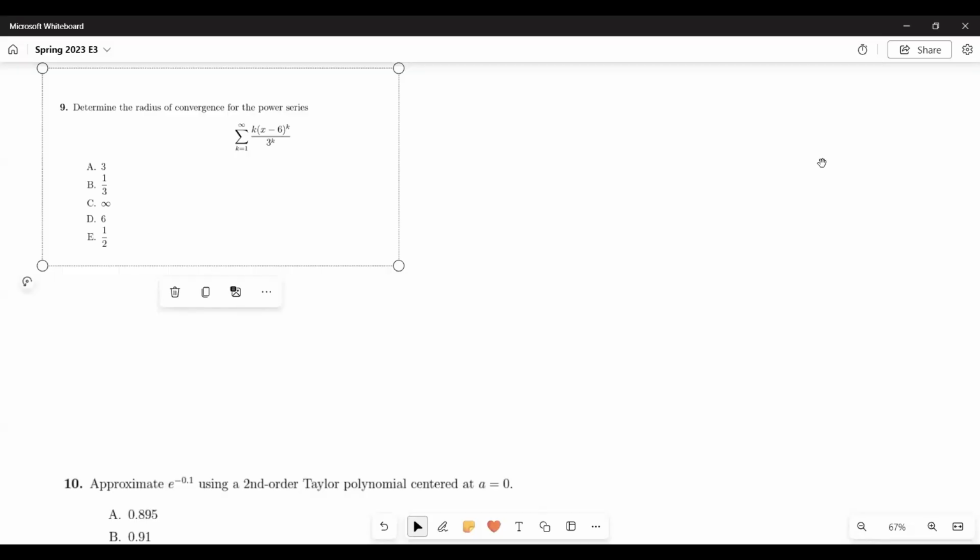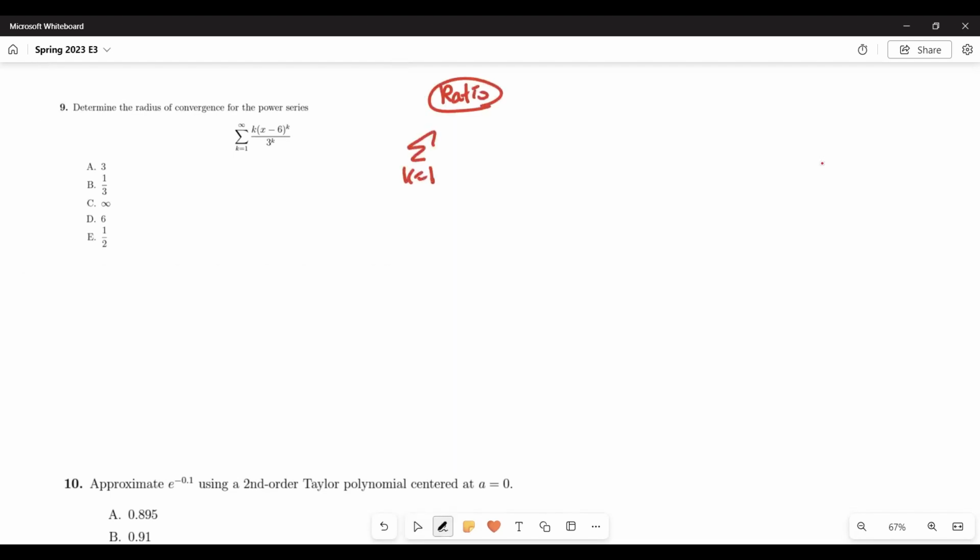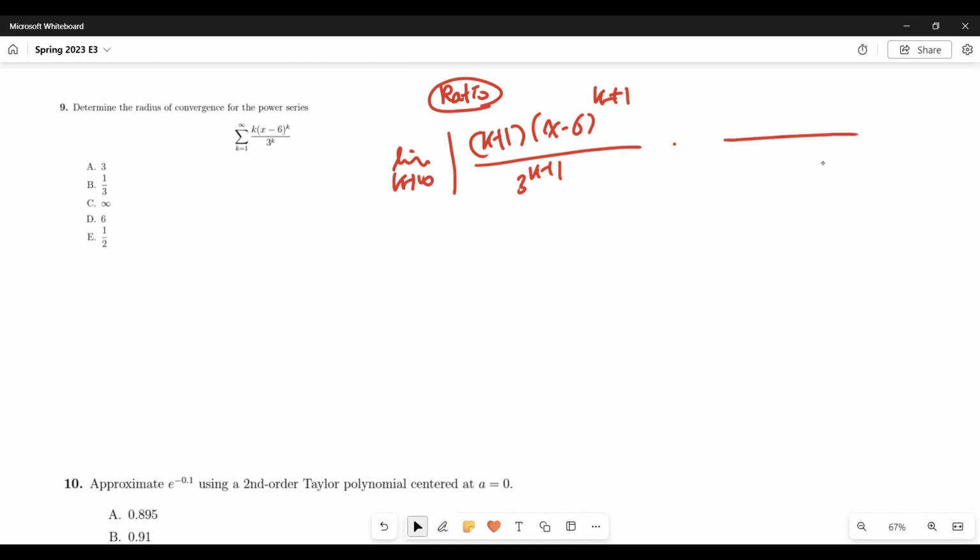Okay, this question asks to determine the radius of convergence of the power series. Okay, I love ratio test personally, so I'm going to use ratio test. Sum from k equals 1 to infinity, k plus 1, x minus 6 to the k plus 1, over 3 to the k plus 1. And I'm going to put limit of k goes to infinity, and I'm going to put absolute value. And also divided by the original, so that means k times x minus 6 to the k, and then 3 to the k on the denominator.